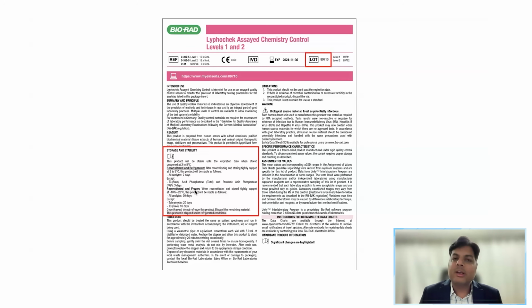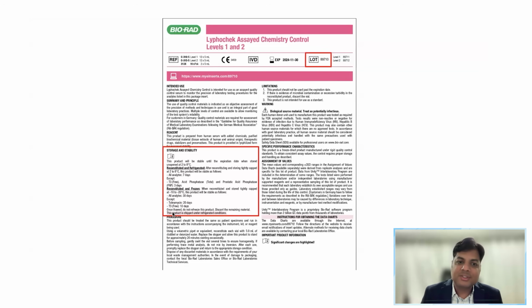Similarly, after reconstitution and freezing, that means when reconstituted and stored tightly capped at -10 to -20, this product will be stable as follows. All the analytes will be stable for 30 days, except tobramycin, which is stable for only 20 days, and free T3, which is stable for only 10 days. So if I have to estimate free T3 and I'm storing at -20, then I have to use this control within the first 10 days after reconstitution. I cannot use it after 10 days.